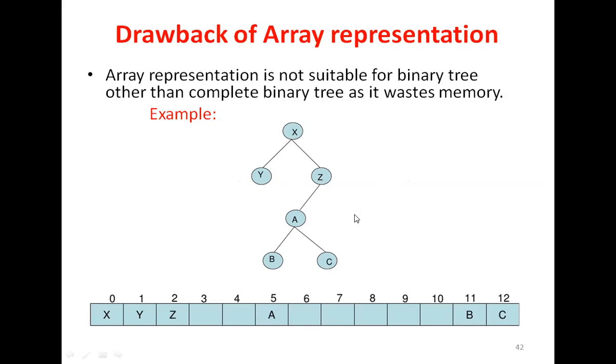Then come to the next level. How many nodes will we have in the next level? This is level 2, which means this level will have 4 nodes. There is a property of binary tree, yes or no? If this level has two nodes, then the next level will have four nodes. Four nodes means this node will have two children, and this node will have two children. It can have at most four nodes.